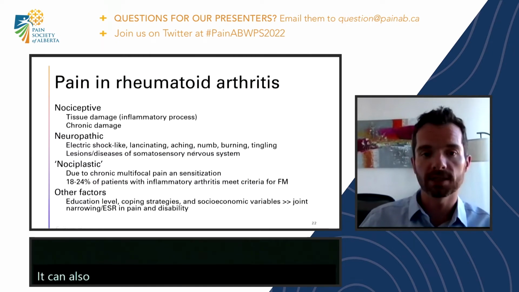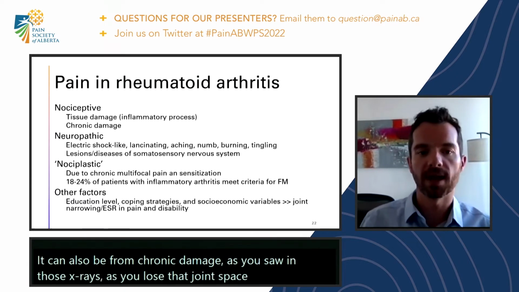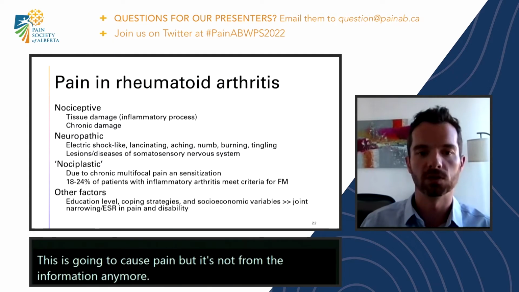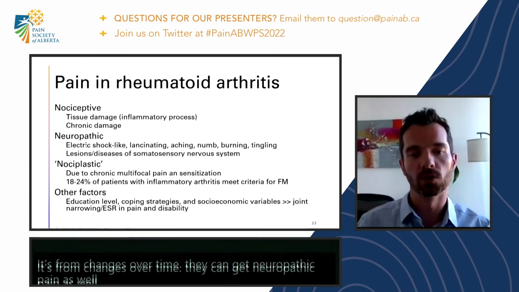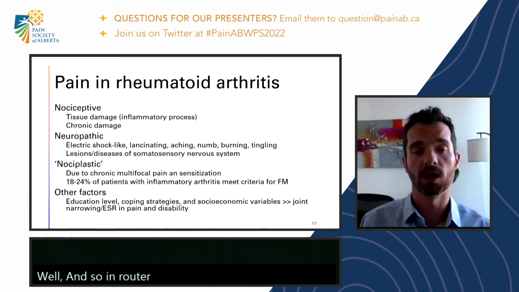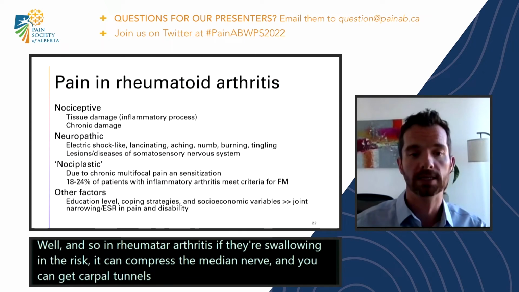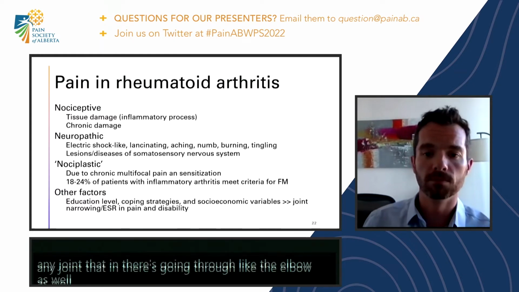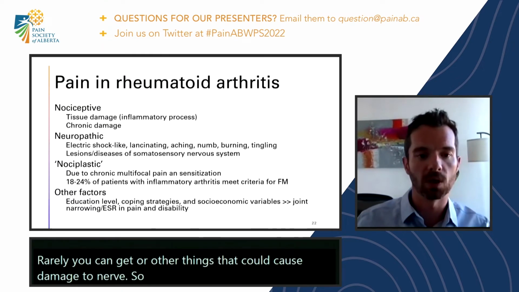It can also be from chronic damage, as you saw in those x-rays. As you lose that joint space, as you accumulate damage, this is going to cause pain, but it's not from the inflammation anymore. It's from changes over time. They can get neuropathic pain as well. And so in rheumatoid arthritis, if there's swelling in the wrist, it can compress the median nerve, and you can get carpal tunnel syndrome from that. Could happen in any joint that a nerve's going through, like the elbow as well. Rarely you can get vasculitis or other things that could cause damage to nerves. So neuropathic pain happens as well.